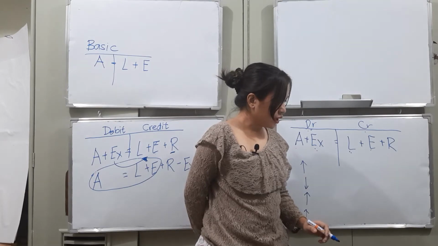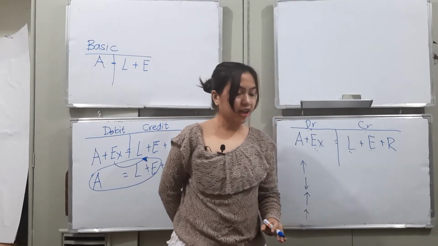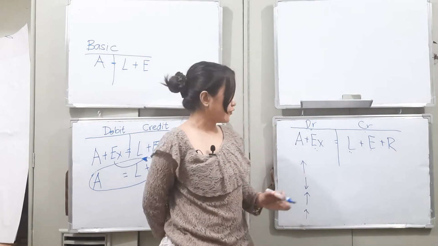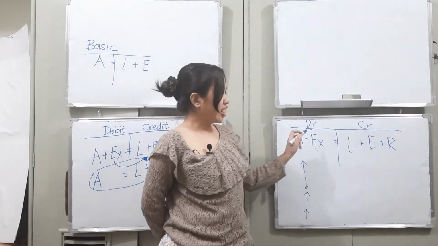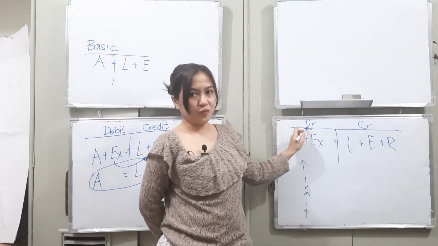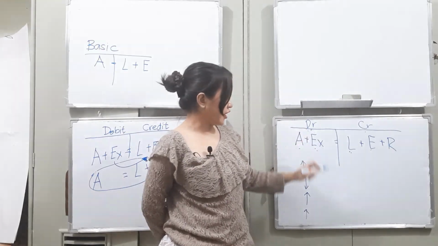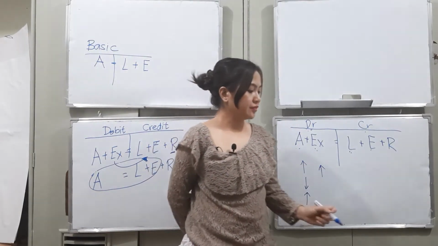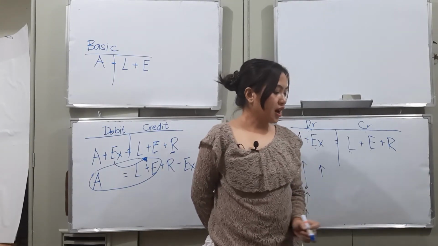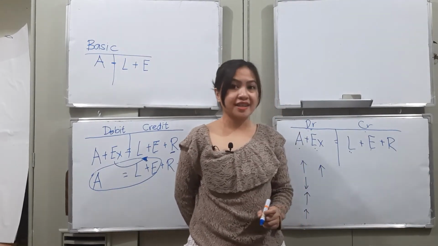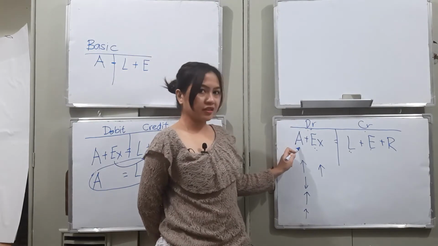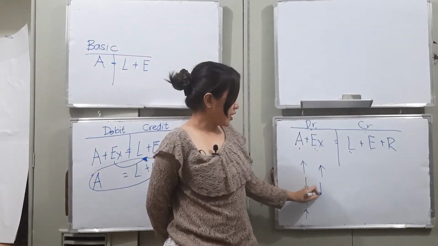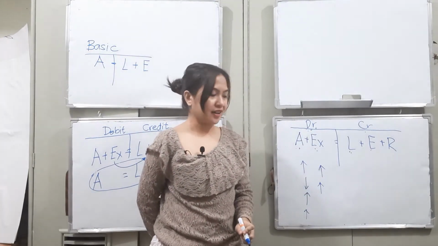So, what number are we? Number 5. Petty cash fund account was debited. What is petty cash fund? That is an asset. We debited your petty cash. What happened? The effect is increase. Next, accounts receivable account was debited. Another asset. Debited. What will happen? Increase.